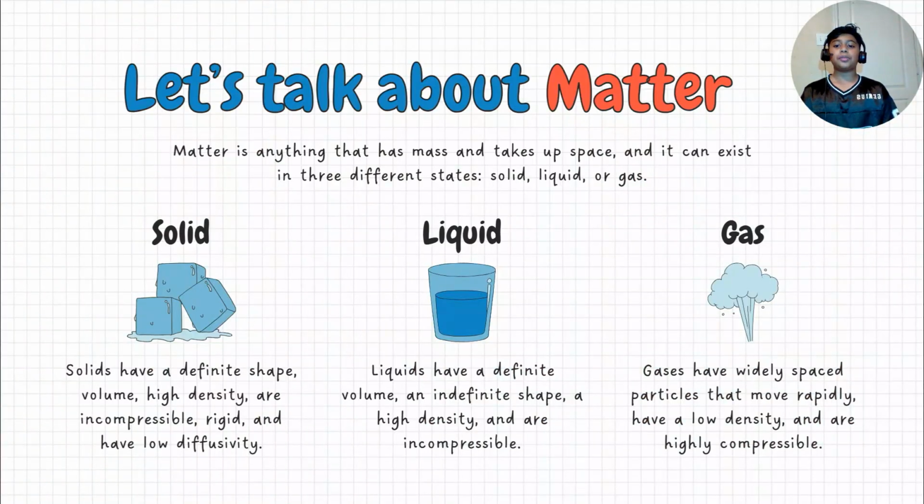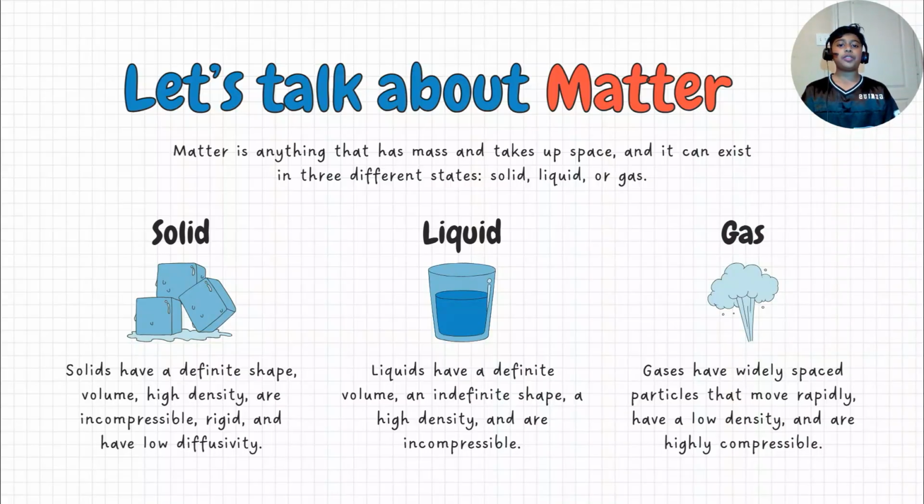Let's talk about a little bit of matter. Matter is anything that has mass and takes up space, and it can exist in 3 different states: solid, liquid, and gas. Now, you might have heard of some other kinds of states of matter like plasma, but we're going to talk about these 3 mains for this lesson.